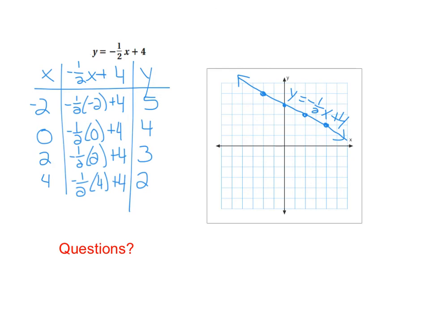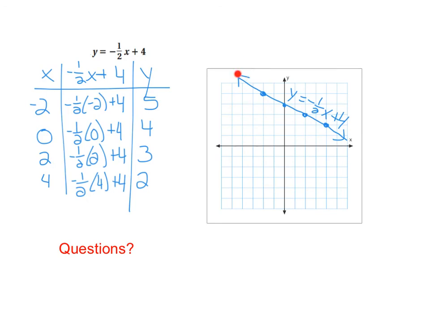Okay, there you go. Now, how'd you do with the fraction and the signs? Notice here, negative 1/2 times negative 2, that would be a positive 1. 1 plus 4 gave me 5. Half of 0, even negative, is still 0. 0 plus 4 is 4. Here I'd have negative 1. 1/2 times 2 is 1, and it's got to be negative. Negative 1 plus 4 was 3. Negative 1/2 times 4, negative 2. Negative 2 plus 4 gave me 2.